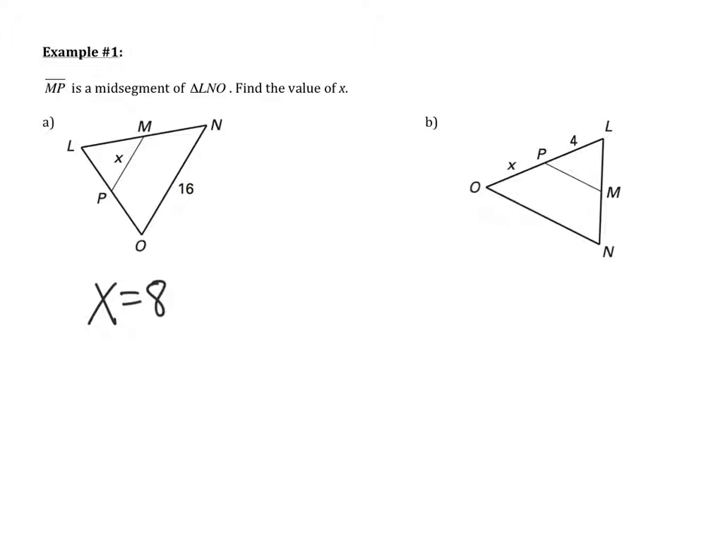In part B, MP is the midsegment, and in this case, when we're solving for X, it is actually over here. Since MP is a midsegment, I know that P is a midpoint of the segment LO. So again, if P is a midpoint, that cuts the segment into two congruent segments. So if it's 4 over here, it's going to be 4 over here. So X would equal 4.